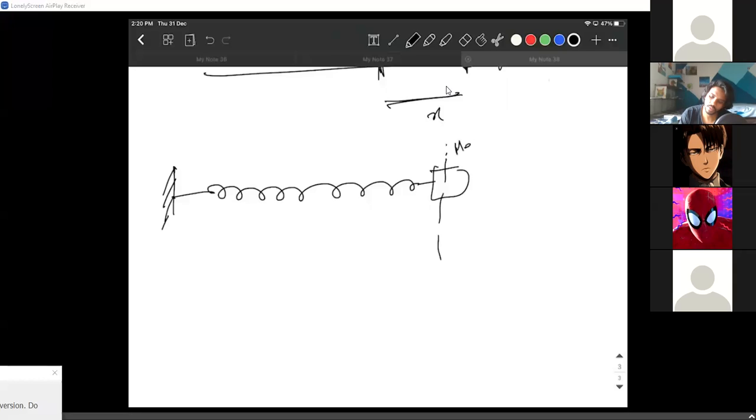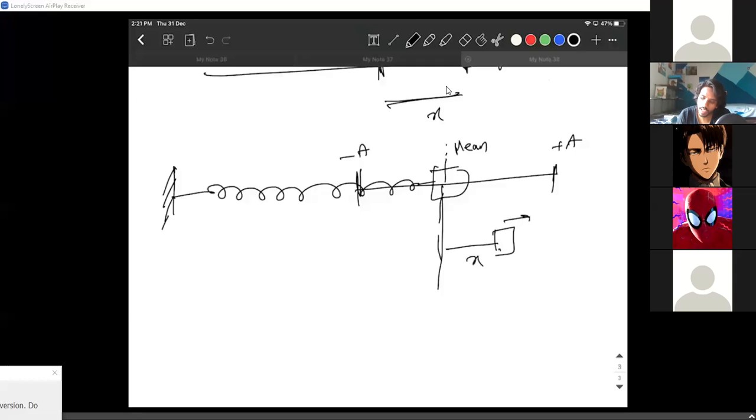This is the mean position. This is minus A. This is plus A. In the spring block system, at the extreme positions and at the mean position, we know the speeds, but at some random X, it has some V. At this position, I want the energy.